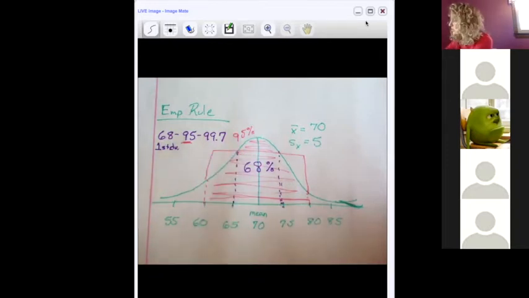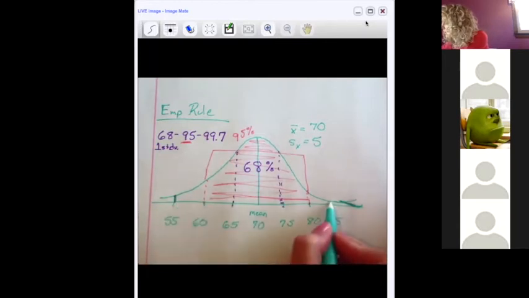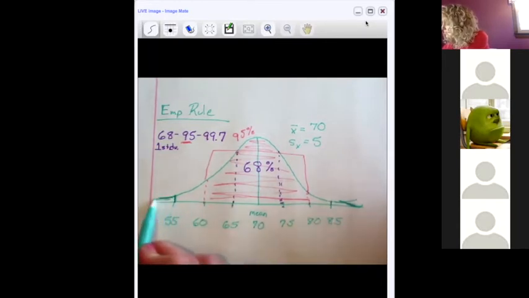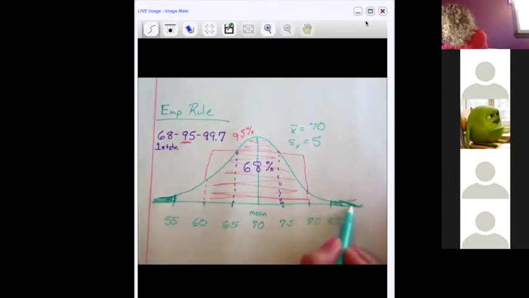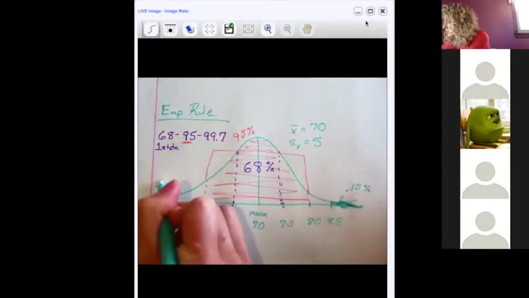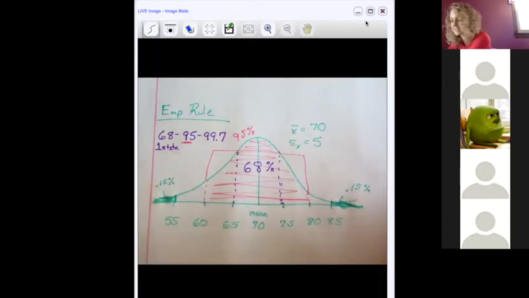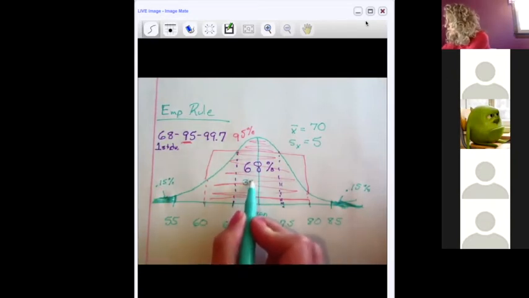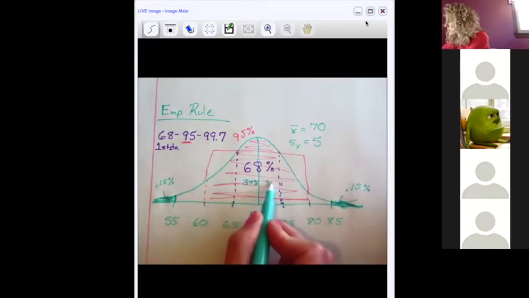Now notice that that's not the whole graph. We've got these 2 little tails out here. And if we look at that, then we've only got 0.3% of the data that we haven't accounted for. So if we split it in half, remember it's symmetric, this little tail is 0.15%, and this little tail is 0.15%. Now it's symmetric, so we can split this up into smaller pieces. So if I just wanted to know between 65 and 70, this is 34%, and this is 34%.